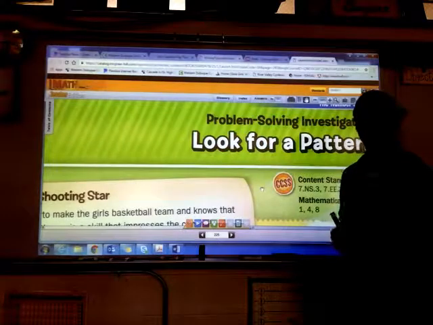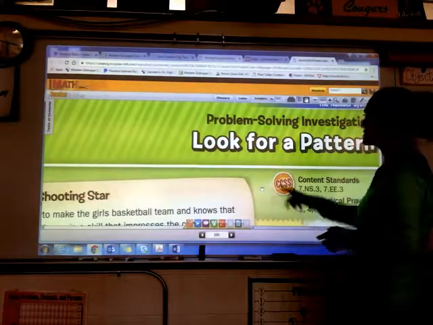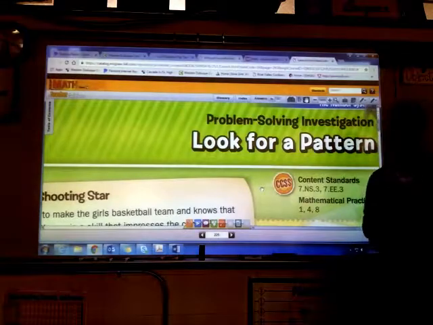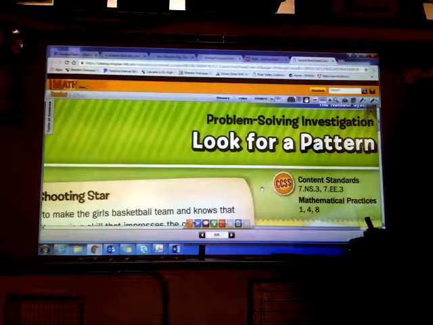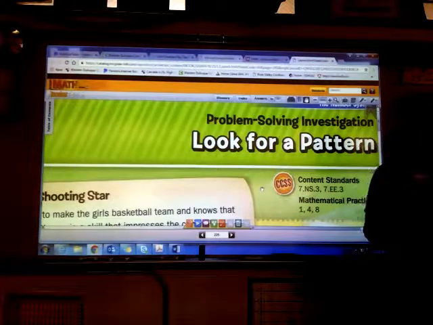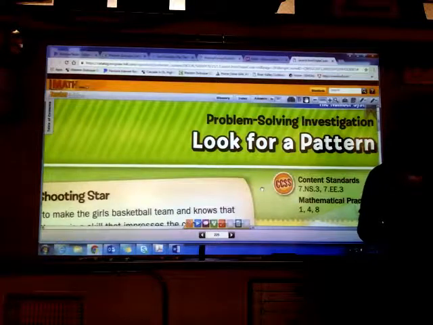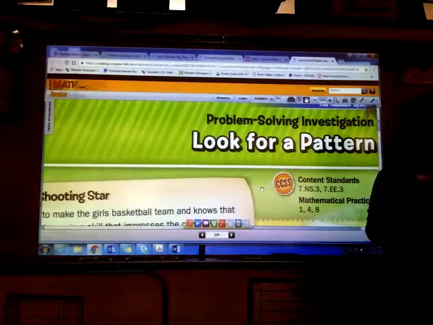Today for our problem-solving strategy in Chapter 3, we are focusing on looking for a pattern. So the objective for today's lesson is going to be to solve problems by looking for a pattern. One of the things that we want to consider when using the looking for a pattern strategy is that it is oftentimes useful for solving many kinds of problems.